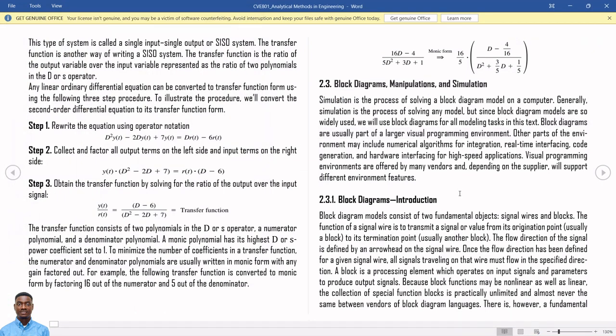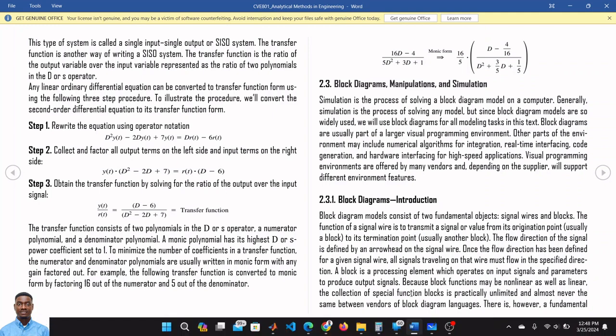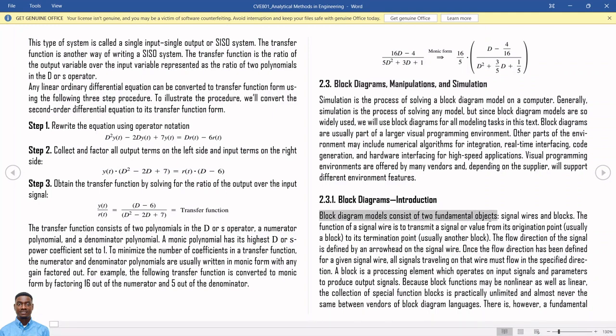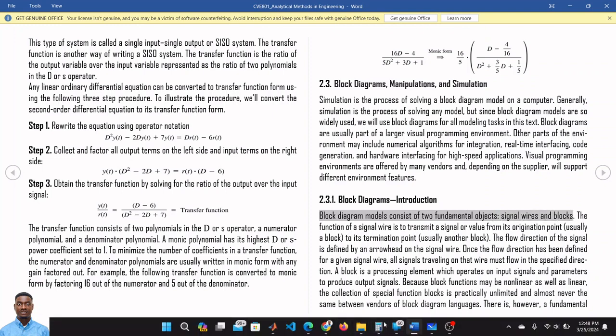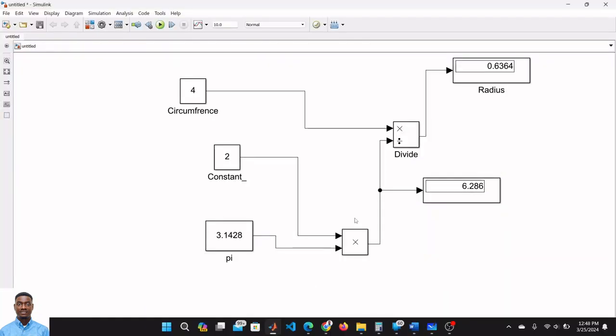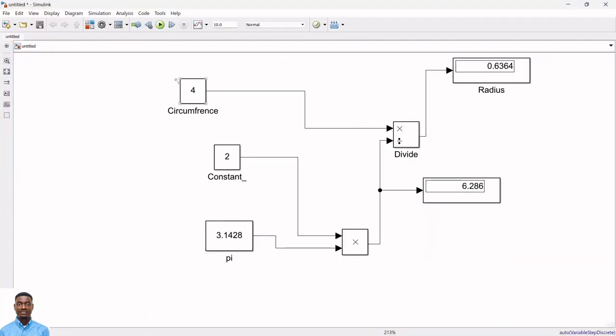Now, block diagrams themselves, an introduction to block diagrams. Any block diagram model that you have consists of two fundamental objects, the signal wire and the blocks. If we go to the MATLAB diagram that I show in Simulink here, these are the blocks. It consists of the blocks and the signal wires. These are the signal wires.